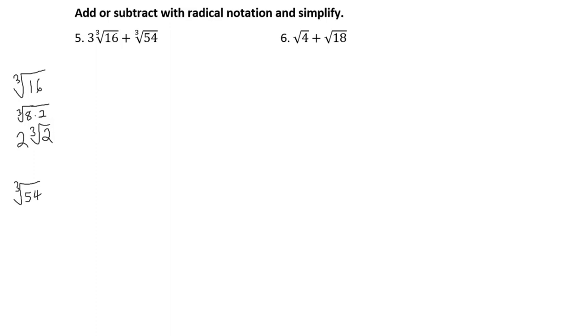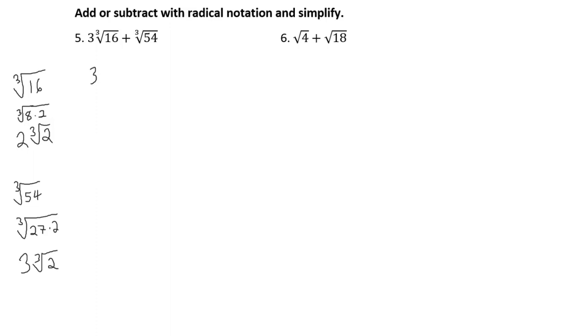Now, since this is a 2, I'm going to try and see if there's a 2 in here. There is, and that's 27 times 2. Once you get one, you know that if we want to add or subtract them, they both have to have that same 2 underneath there. So this becomes 3 cube root 2.